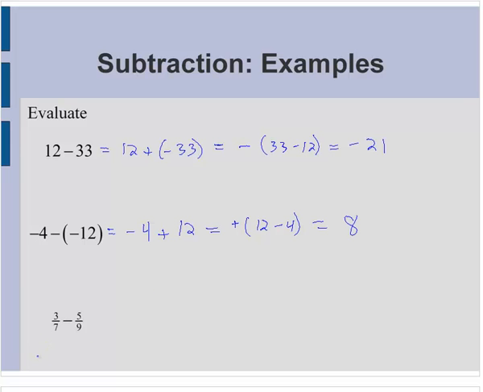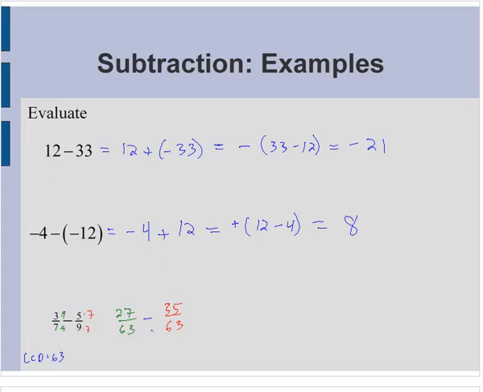3/7 subtract 5/9. Again, I'm going to find a common denominator first. LCD would be 63 here. Building up the first fraction by a factor of 9 gives 27 over 63. Subtract. Building up the second fraction by a factor of 7 gives 35 over 63.